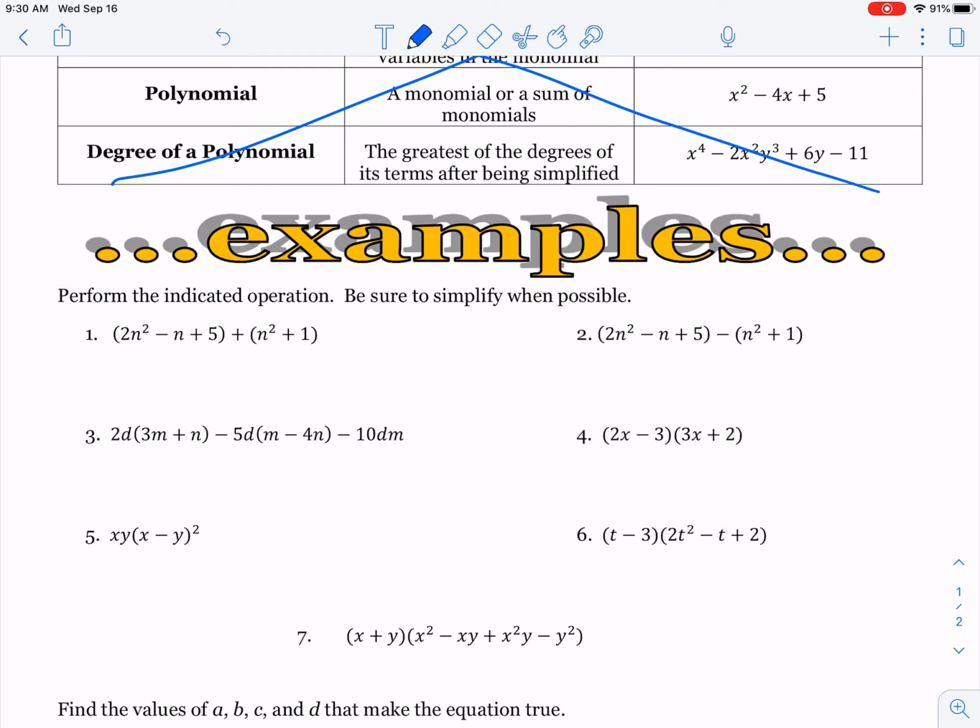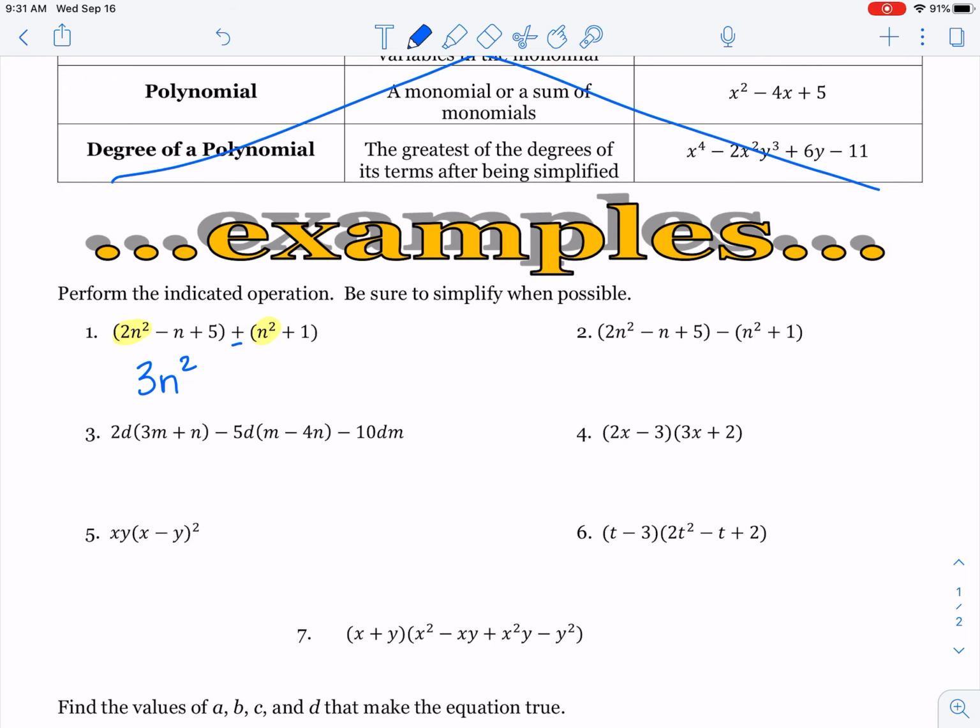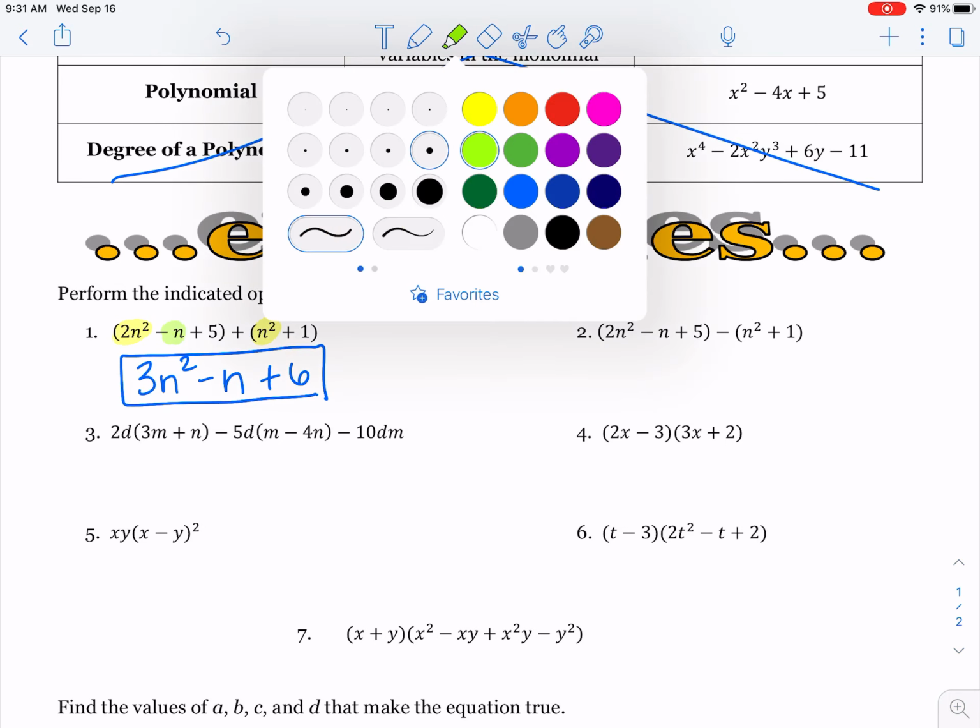So in number 1, I have two polynomials and I want the sum. So I am going to add like terms. So 2n squared plus n squared is 3n squared. Then I have a negative n and nothing else. And then a 5 plus 1, which is 6. So I am just adding like terms.